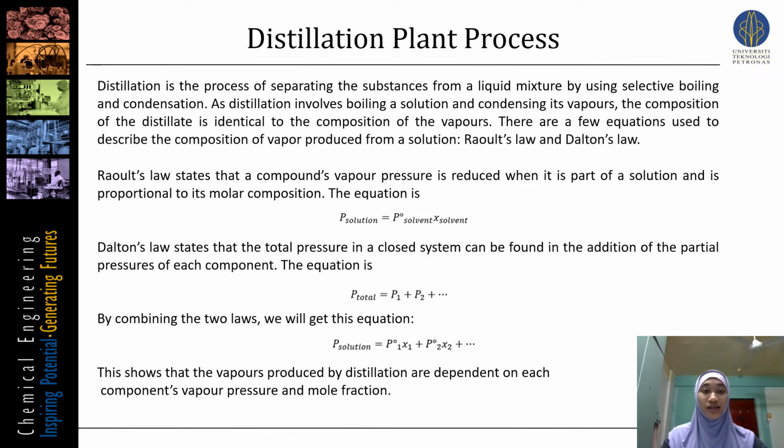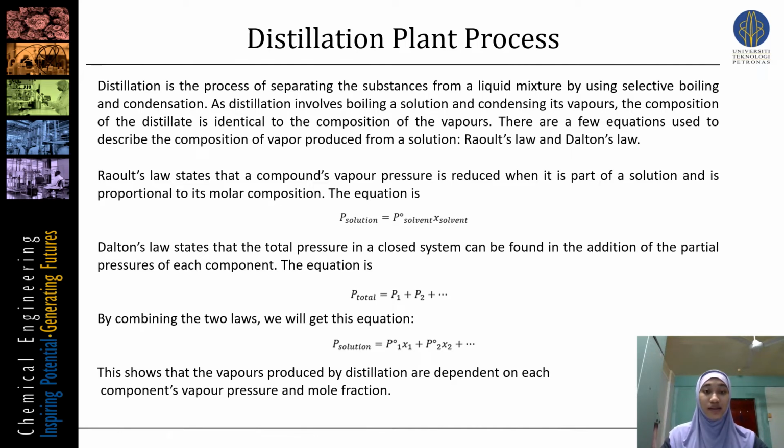law and Dalton's law. Raoult's law states that a compound's vapor pressure is reduced when it is part of the solution and is proportional to its molar composition. The equation is P solution equals P solvent times X solvent, where P solution is the vapor pressure of the solution, X solvent is the mole fraction, and P solvent is the vapor pressure of pure solvent.